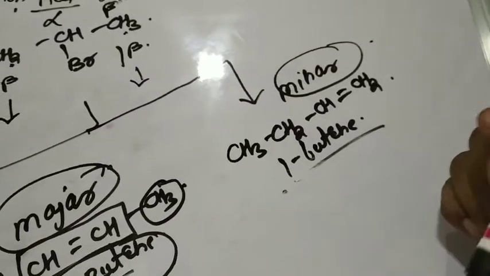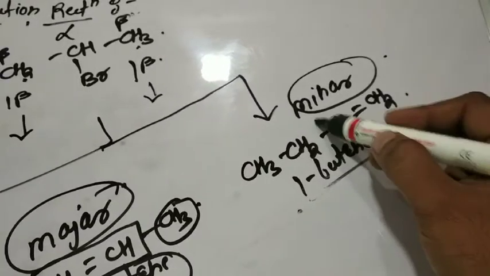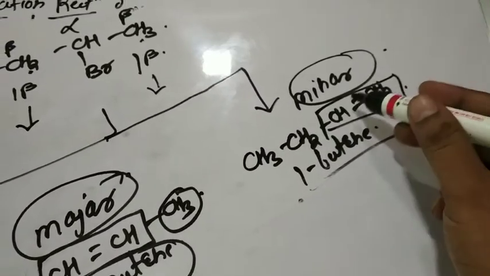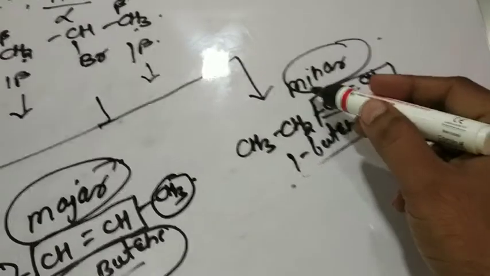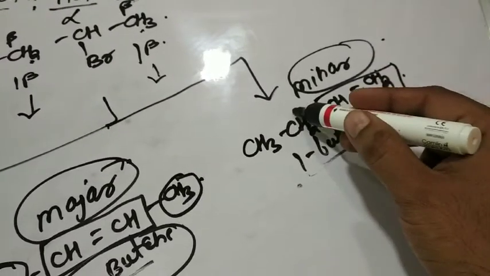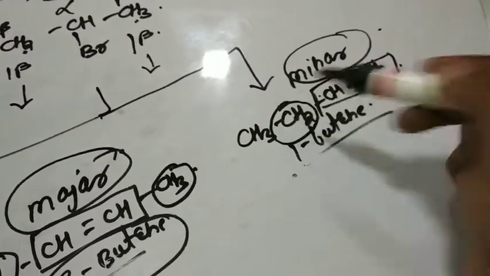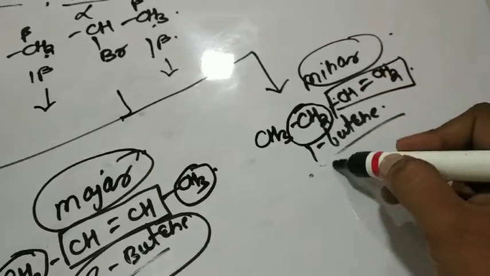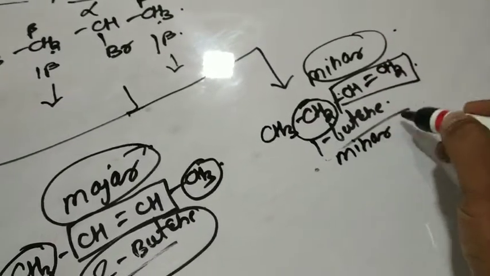But if you come here, why is it a minor product? This is the doubly bonded carbon atom, CH double bond CH2, and to this doubly bonded carbon atom we have only one alkyl group, right? So that is why this becomes the minor product.